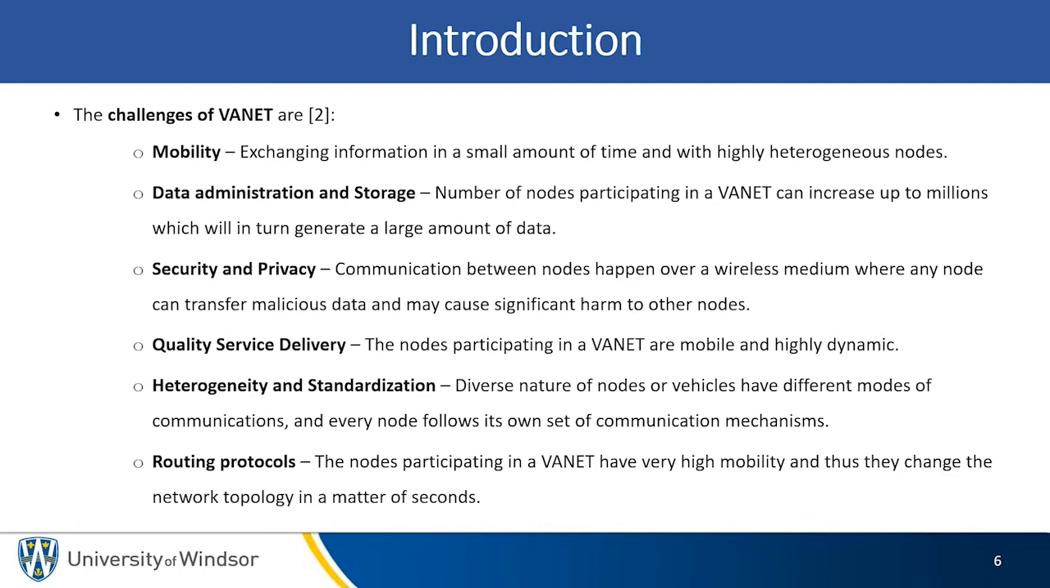Heterogeneity and standardization. The nodes participating in a VANET are highly heterogeneous in nature, such as cars, buses, trucks, roadside units, traffic lights, and other nearby computing resources. Such diverse nodes or vehicles have different modes of communication, and every node follows its own set of communication mechanisms. Dealing with such high-density networks and their varied modes of communication requires standardization of protocols via which nodes can communicate with any node on the go.